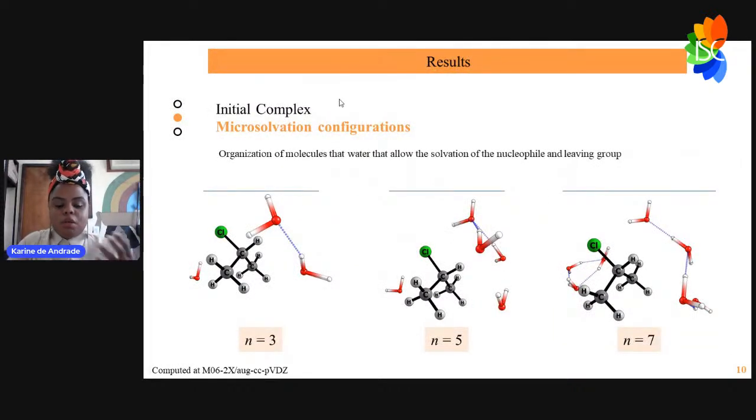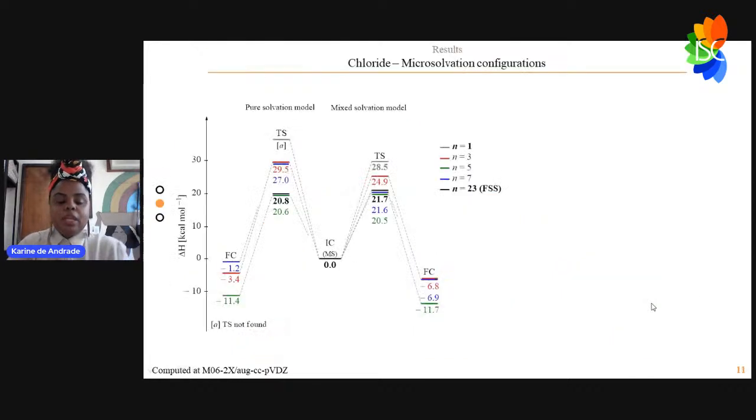From the microsolvation configuration, we obtained this initial structure in which the water molecules were organizing to promote the solvation of the nucleophile and leaving group, and also looking for stable interactions such as hydrogen bonds. So we simulated 3, 5, and 7 water molecules. With 3, 1 water is the nucleophile and 2 are solvent; with 5 water molecules, 1 is the nucleophile and 4 are solvent; and in 7 water molecules, 1 is the nucleophile and 6 are solvent. This is the enthalpy diagram that we calculated.